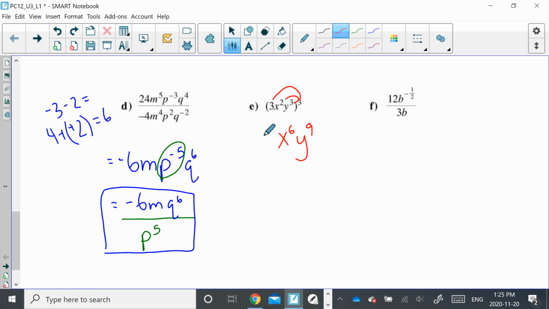That is incorrect. This would be 3 to the power of 3. 3 to the power of 3 is 27. So my answer is 27, x to the 6, y to the 9.